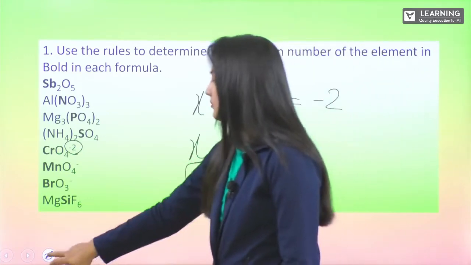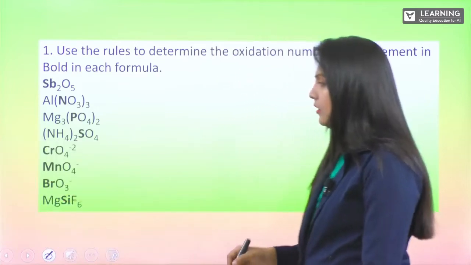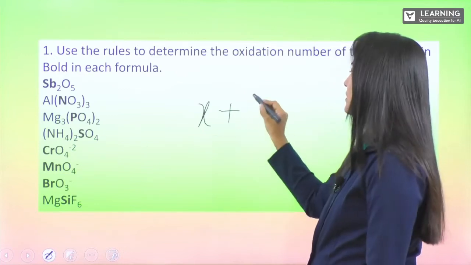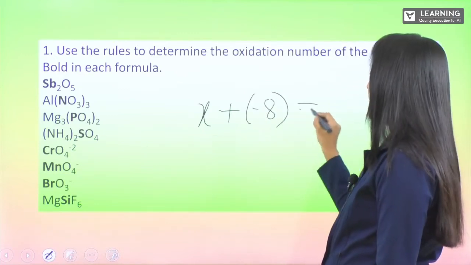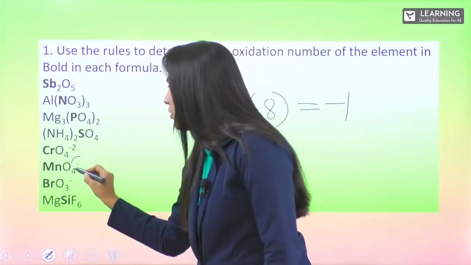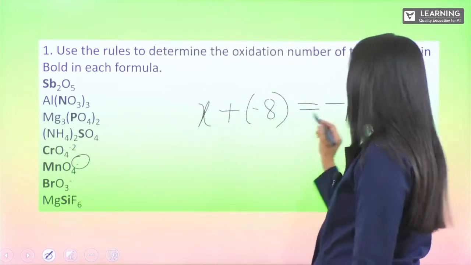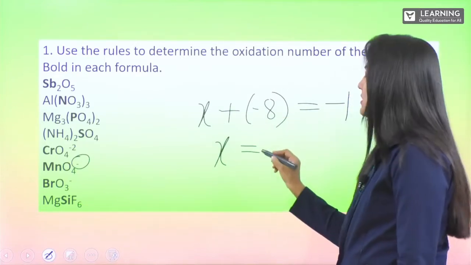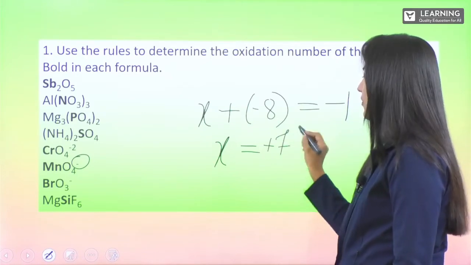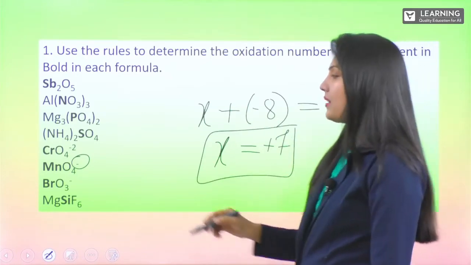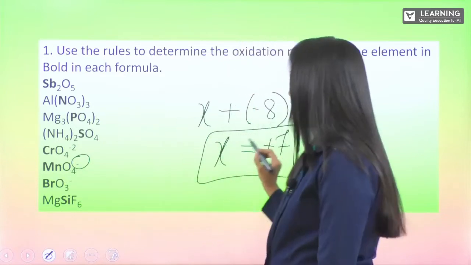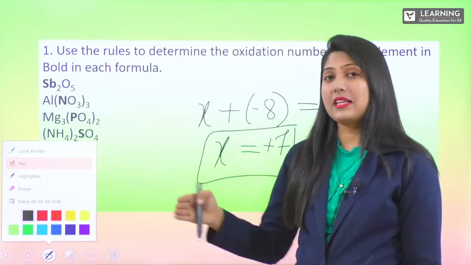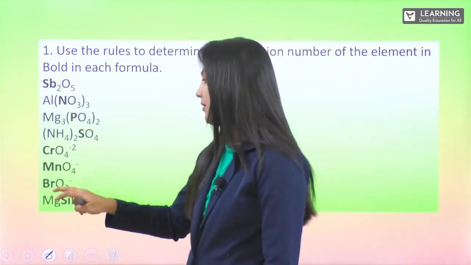Okay. For manganese, Mn X plus 4 2s are 8. So I'll write minus 8 for oxygen. That will be equal to minus 1. Why? Because we have minus here. So it will be equal to minus 1. Hence X will be equal to minus 1 plus 8, we get plus 7. So manganese in permanganate will have Mn as plus 7 state. And you need to remember plus 7 is the maximum state the third period can have.